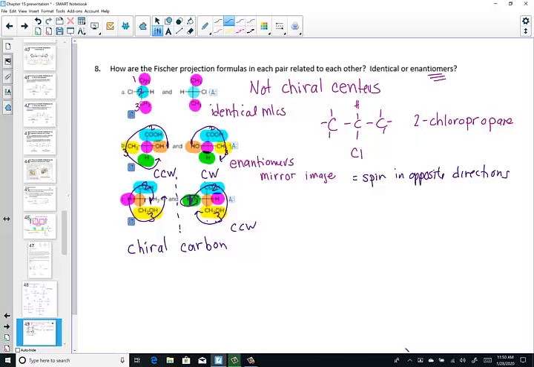Priority 1. Here's priority 2, priority 3. That is indeed the opposite. I got it. No, so this is clockwise, spinning in that direction. This is counterclockwise. Thank you for your patience as I worked through that error. But they are indeed spinning in opposite rotations, so therefore we know that they are mirror images, non-superimposable mirror images known as enantiomers.